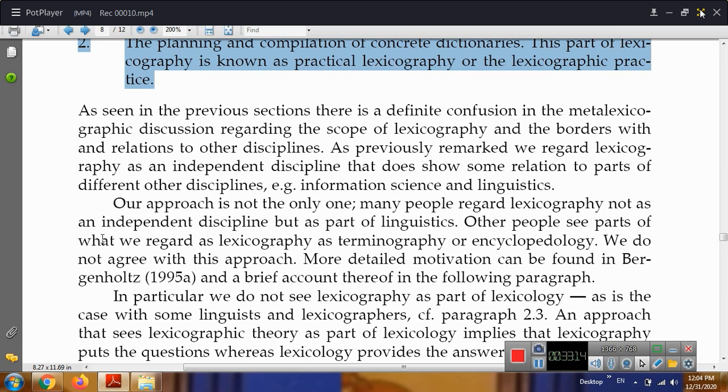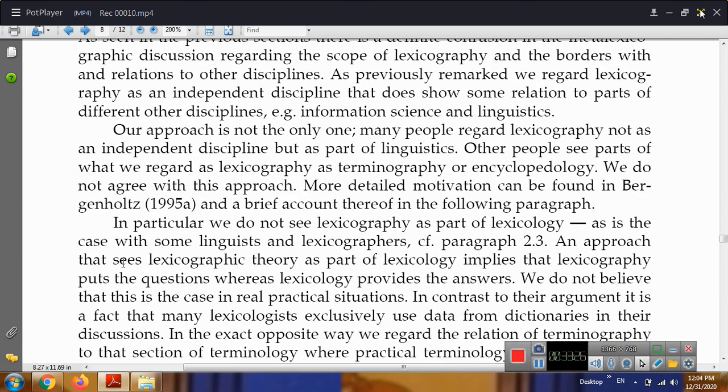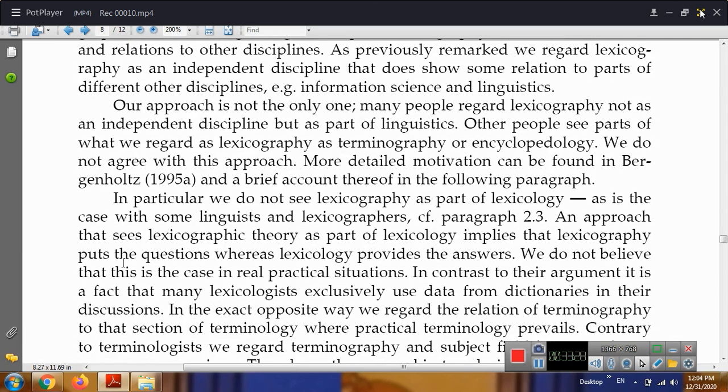As previously remarked, we regard lexicography as an independent discipline that does show some relation to parts of other disciplines like information science and linguistics. Our approach is not the only one. Many people regard lexicography not as an independent discipline but as part of linguistics. Here you can see some points about lexicography, which some persons regard as an independent discipline, or some consider as a part of linguistics.